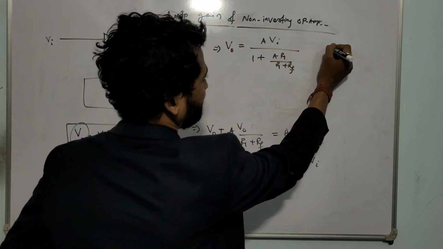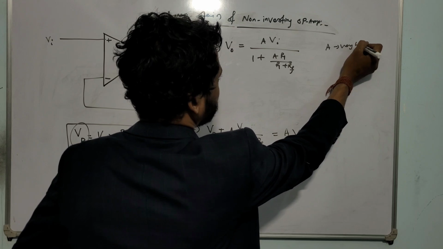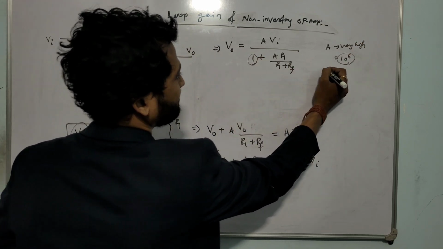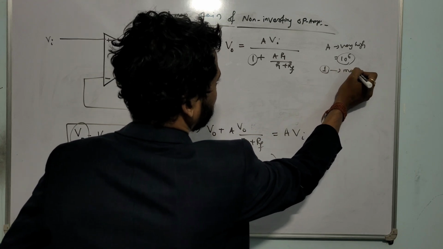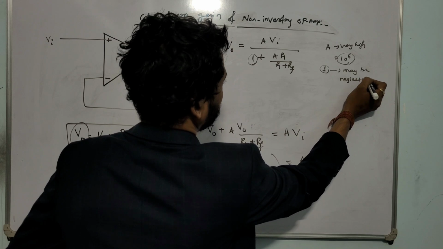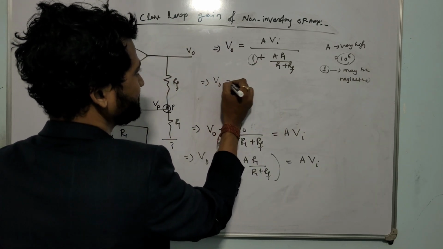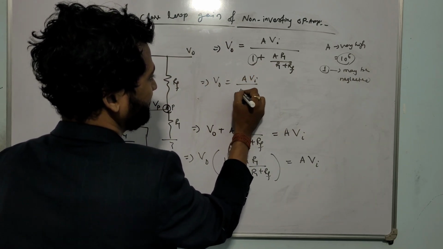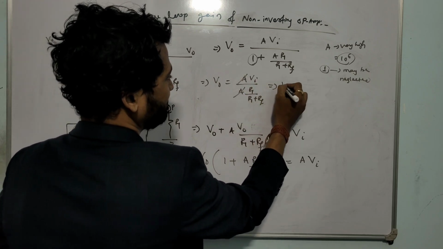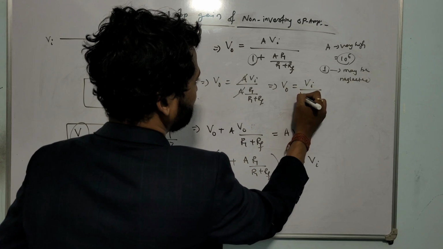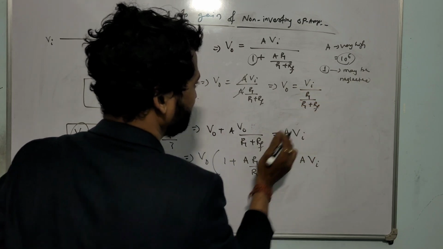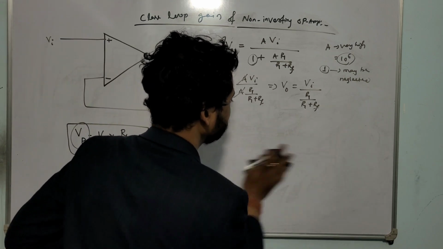Now you can see one thing, A is very high, let it be 10 to the power 6. So this one may be neglected, meaning the one factor may be neglected, okay. If it is neglected then V naught becomes A into VI by A into R1 by R1 plus RF. A will cancel, meaning V naught is VI upon R1 by R1 plus RF. Clear till here? So here I am writing.